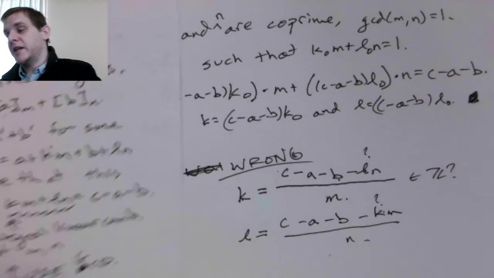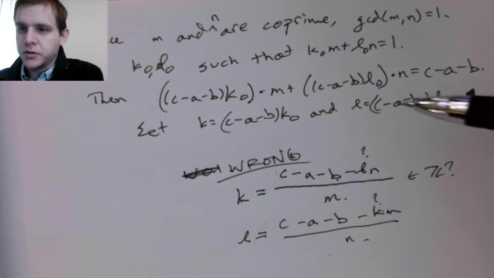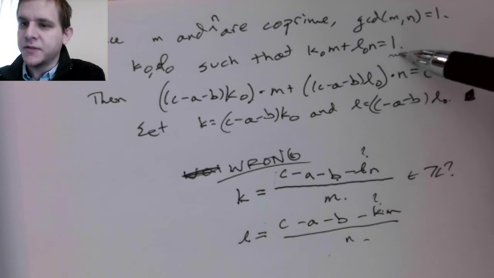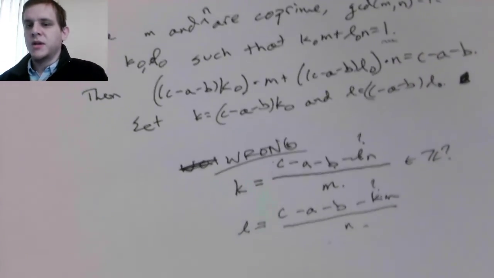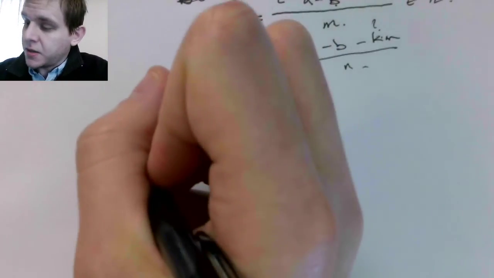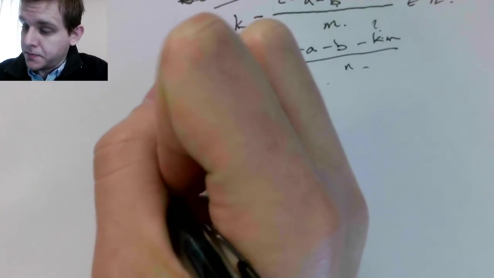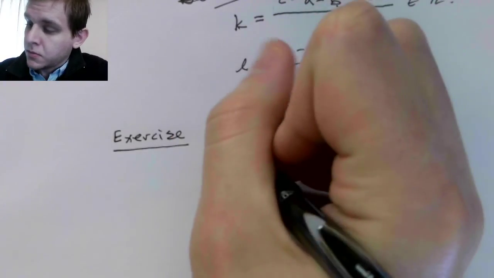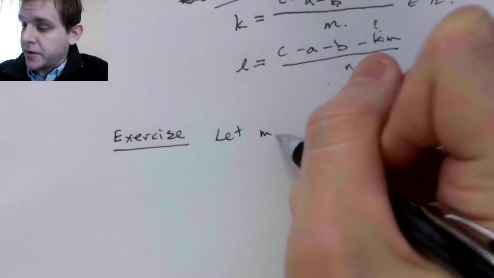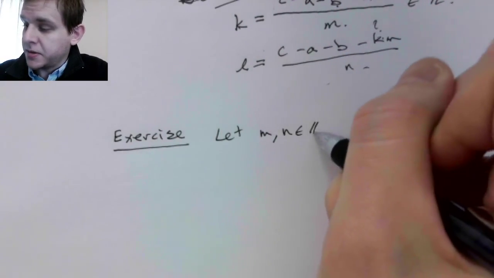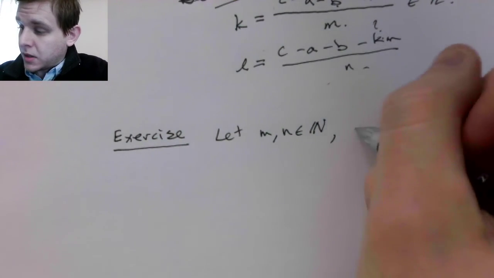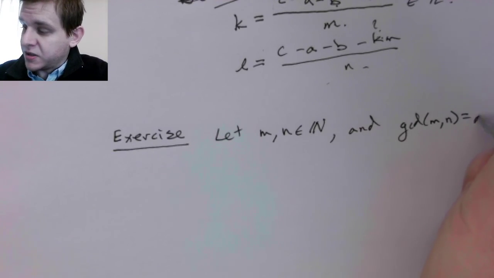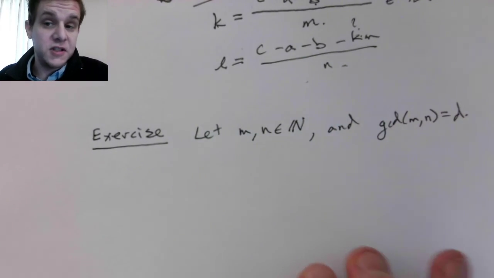The last thing that I want to say is that this trick can work regardless of what the GCD is, but I can't get any integer. I'll only be able to get multiples of whatever the GCD is. So here's another exercise for you that you might think about to prepare for the exam. Let M and N be natural numbers, and the GCD of M and N be equal to D. So D is just shorthand for this GCD.